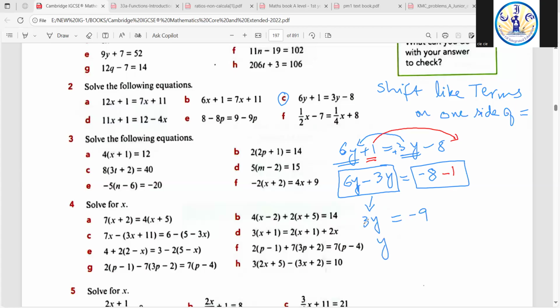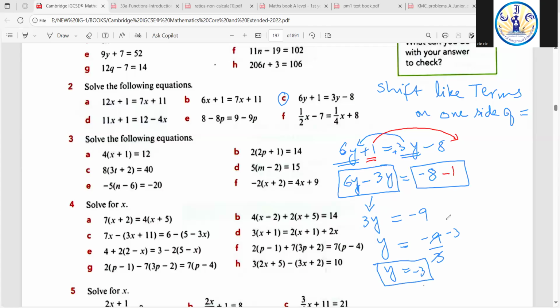So now this 3 is to be shifted to the other side of the equality. Since it is being multiplied with variable y, when we shift it to the other side, it will get divided. So negative 3. So the value of variable y is negative 3.